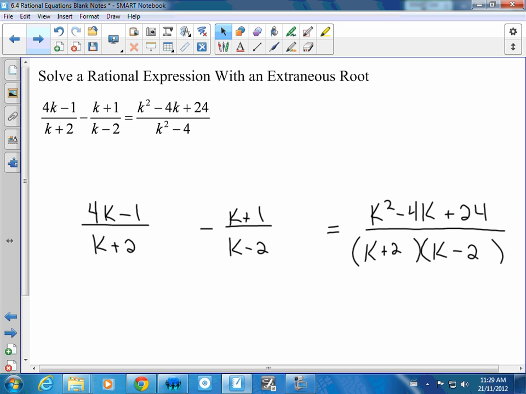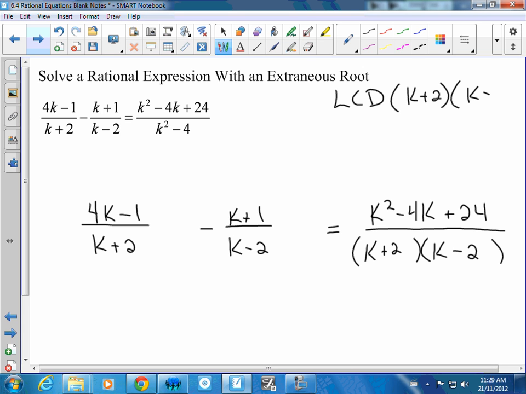You have 2 k plus 2s, you only need to use one of them. You have 2 k minus 2s, you only need to use one of them. Okay, so I'm going to write up here, and I always write on my page, LCD. LCD in this case is k plus 2, k minus 2. Is that correct?